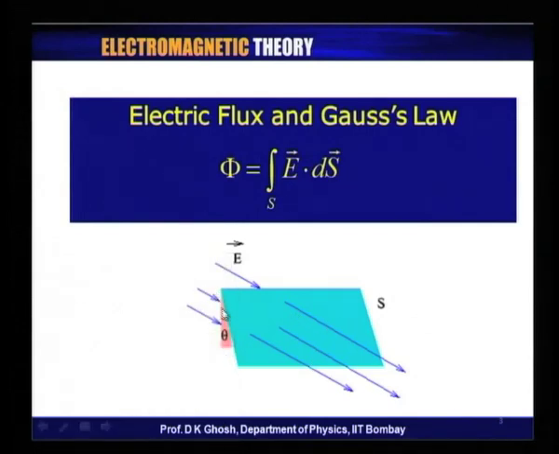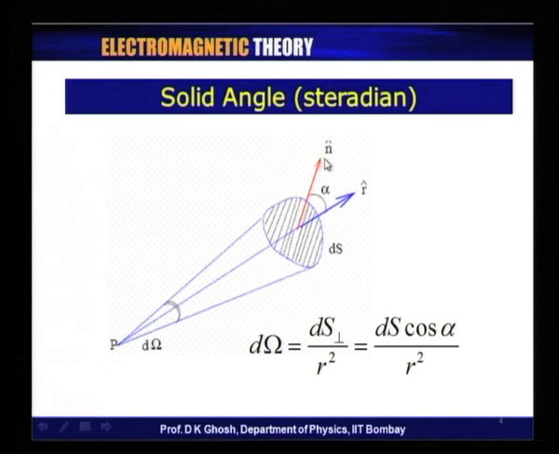Now, in this particular example, what we are showing is a surface, and there is an electric field which is coming, and the direction of that surface is perpendicular to the surface, and as a result, the electric field makes an angle with the direction of that surface. And one defines the flux of the electric field as the surface integral of the dot product of the electric field with the area element integrated all over. In other words, if the normal vector is making an angle theta with the electric field, then the flux would be the integral of E dS cos theta. So, this is what we are going to be talking about.